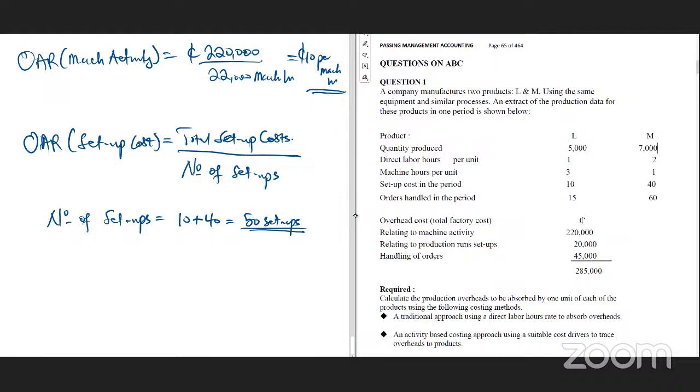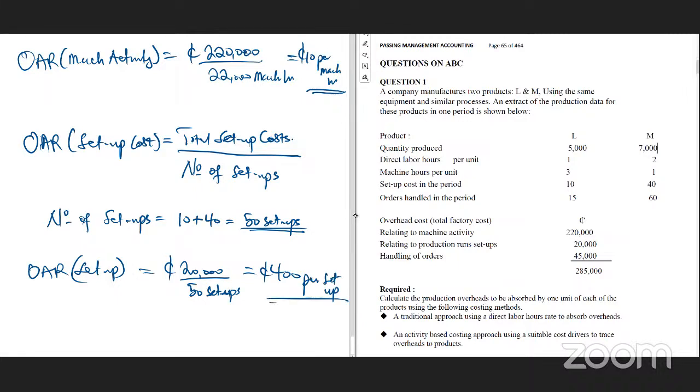Okay. So in that case, my OAR for setup becomes the total cost, which was 20,000, over 50 setups. So that gives us 20,000 divided by 50 setups. That is 400 CDs per setup. So for every setup you make, it costs us 400 CDs in overheads, right? So you are done. You have put this down. Can we move?